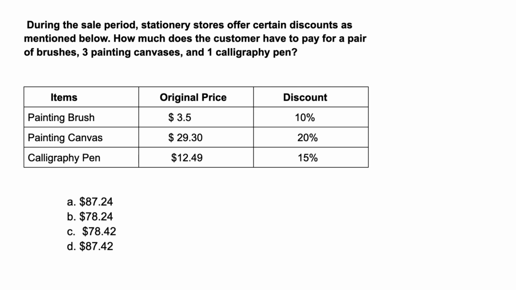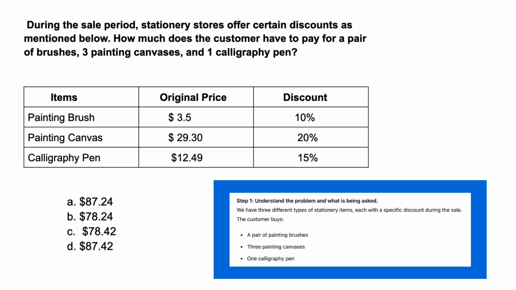All right, to solve this, we first need to understand the problem and what is being asked of us. So we have 3 different types of stationery items, each with a specific discount during the sale. The customer buys a pair of painting brushes, 3 painting canvases, 1 calligraphy pen.